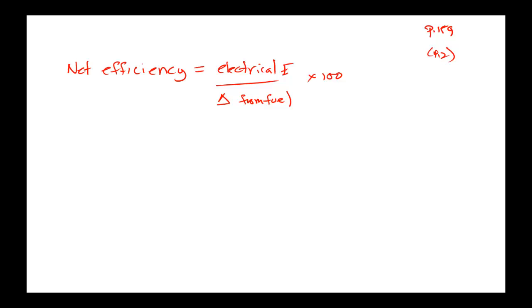And just to give you an example, let's talk about the efficiency of, let's say, a coal-fired generator plant. Most of the electricity that we have in Kentucky comes from coal-fired plants, and some of them are being converted over to natural gas. So let's say the coal-fired generator plant is only 37% efficient.